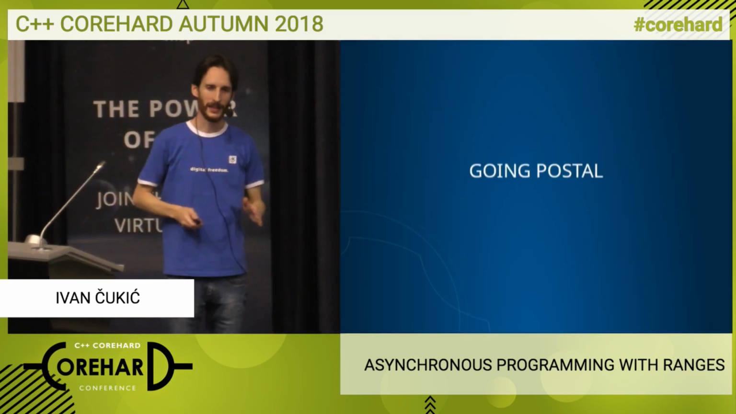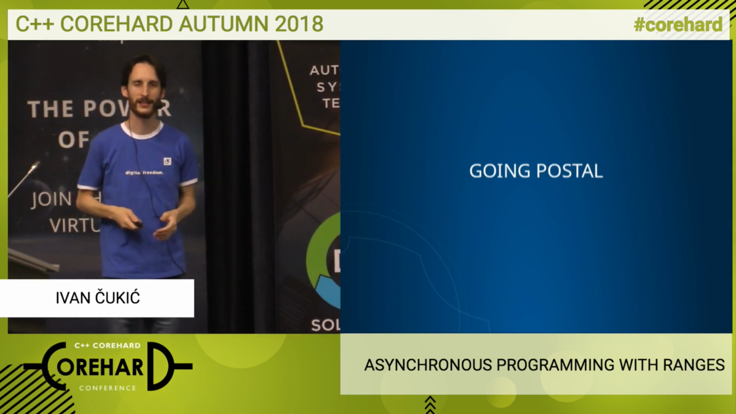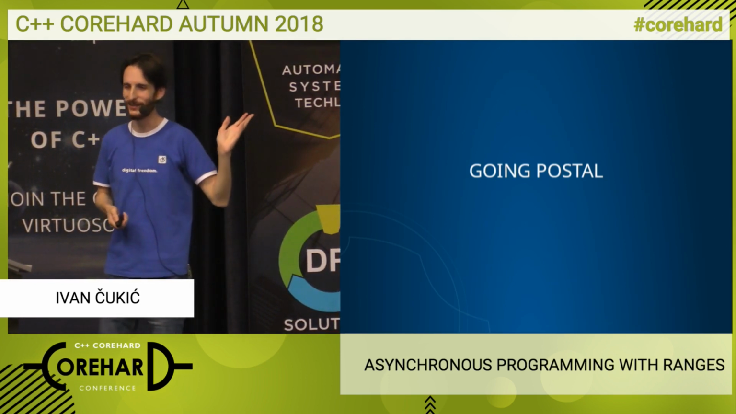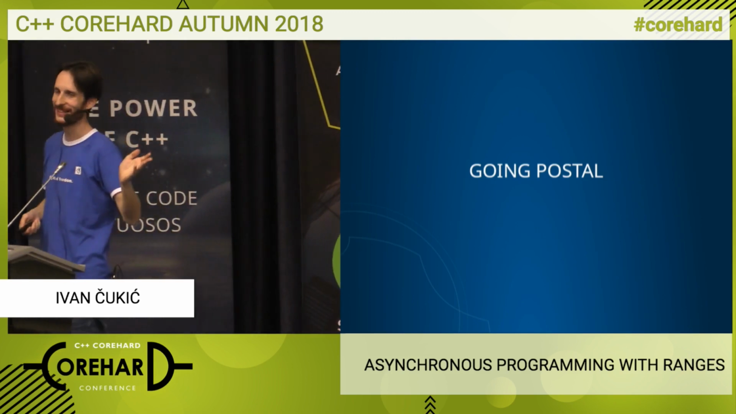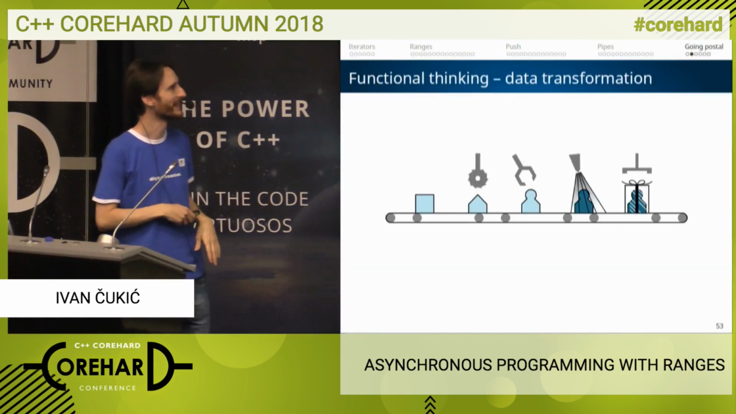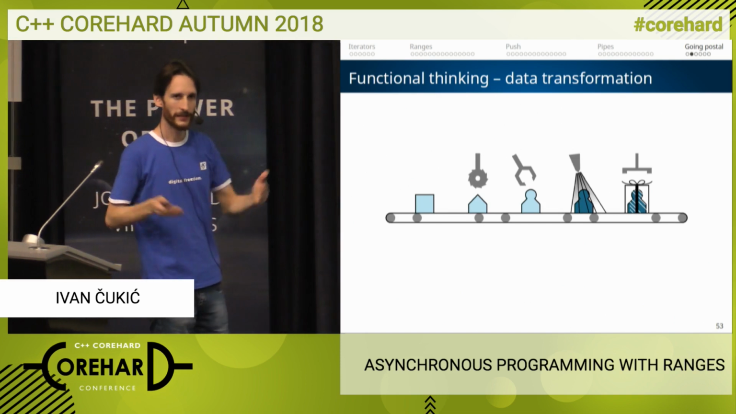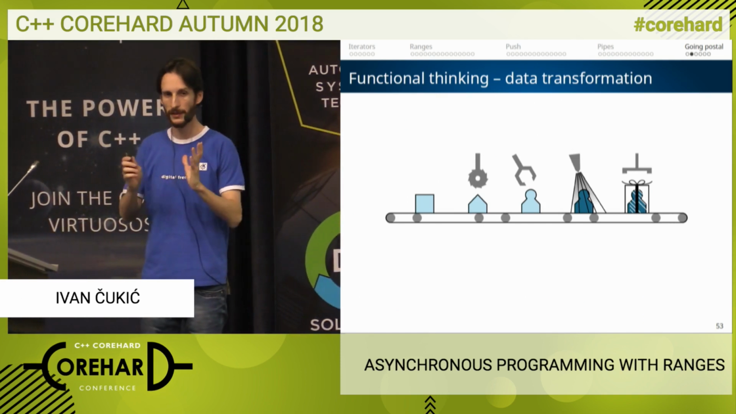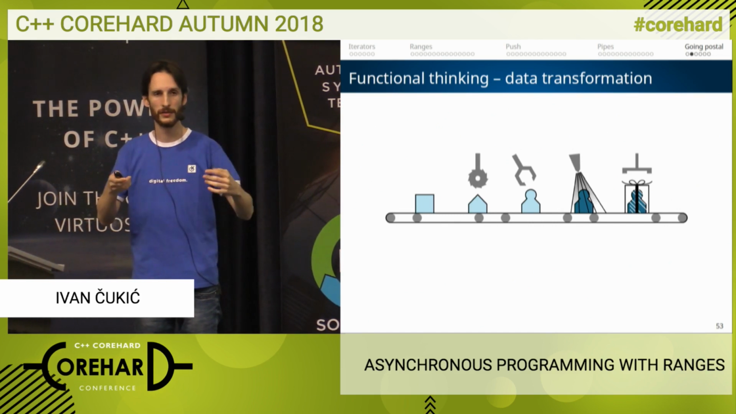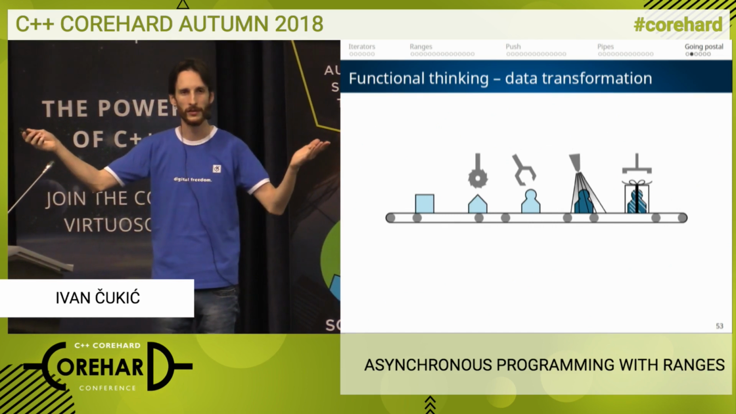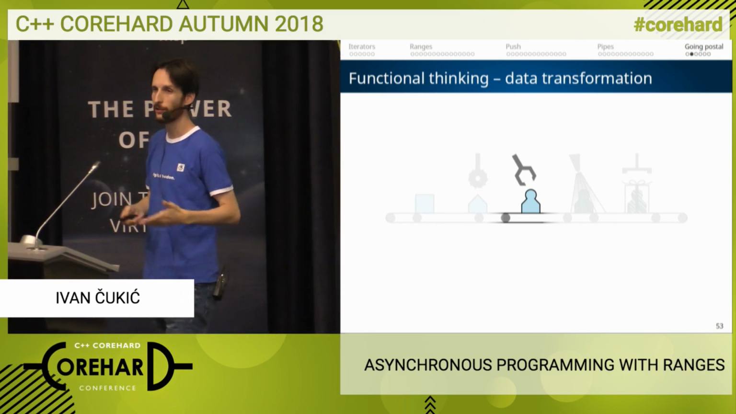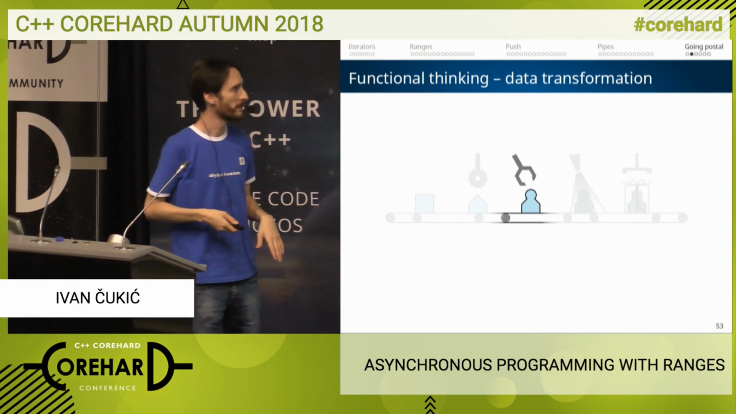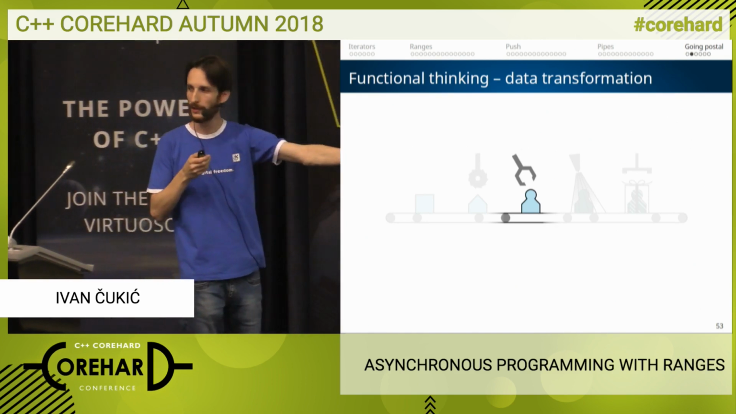So the last block is called going postal. This is an expression, I think it means going crazy or something like that in English, but I really like the expression. So if we have our conveyor belt, I said that none of the transformations care about transformations on the left or on the right. They're just alone in the world, and they don't care about anybody else. So why would we need to actually have a conveyor belt?